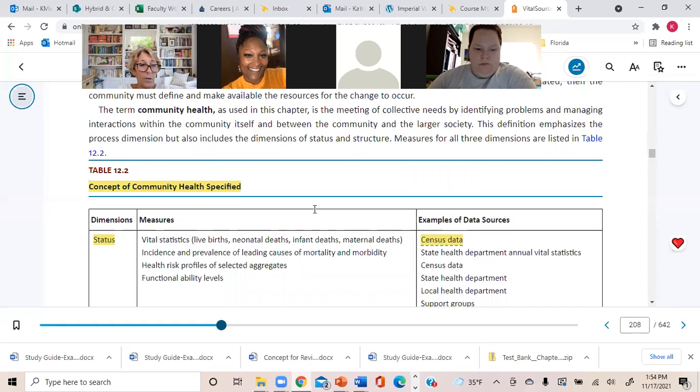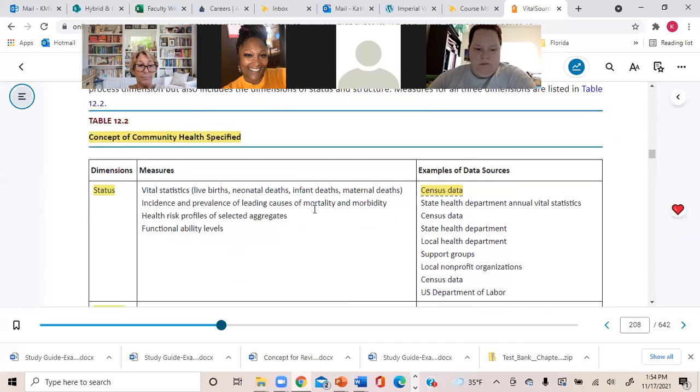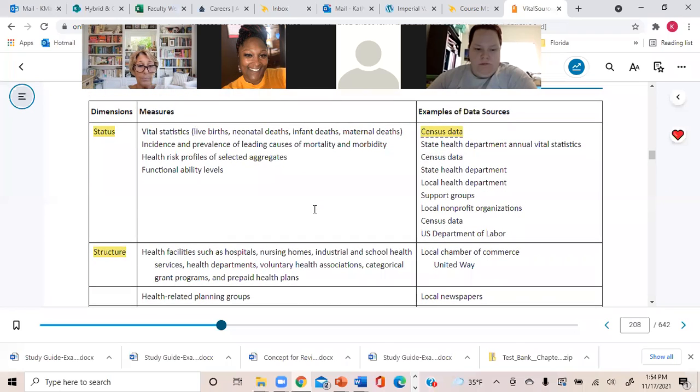What are the concepts of community health? Status, structure. So the status is, what are the vital statistics? Structure, what does it look like? Do they have health facilities? Do they have nursing homes?